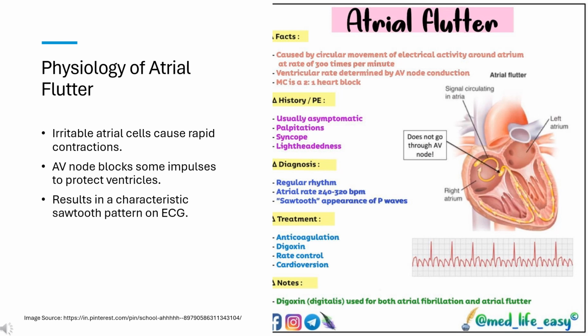The rapid and regular atrial contractions in atrial flutter can lead to several clinical implications. The reduced efficiency of atrial contractions can decrease overall cardiac output, especially if the ventricular rate is also high and irregular. This can lead to symptoms such as palpitations, dizziness, chest pain, and in severe cases, syncope. Additionally, the turbulent blood flow in the atria can increase the risk of thrombus formation, leading to a higher risk of stroke or systemic embolism.